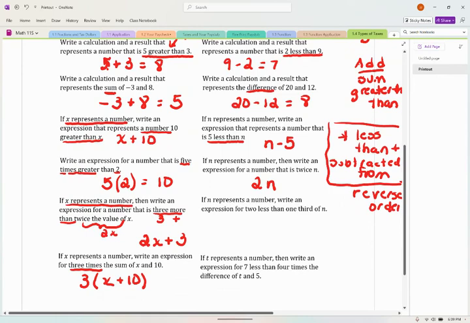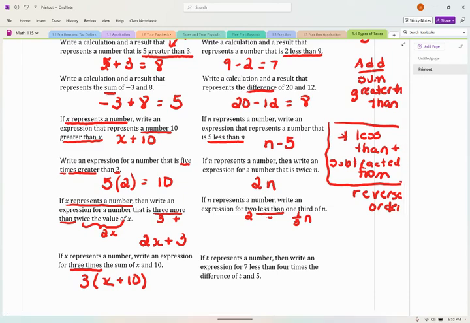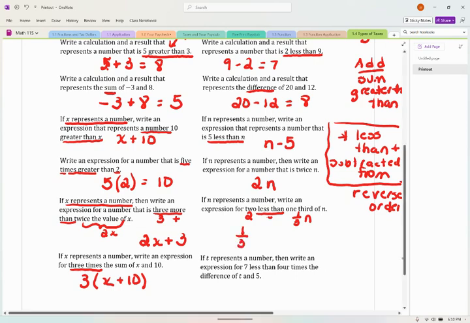If n represents a number, write an expression for 2 less than 1/3 n. So we know 2, here's our number. We know less than means subtraction. 1/3 of means to multiply. But because we have that less than, we need to reverse the order. So instead of 2 minus 1/3 n, we have 1/3 n minus 2.